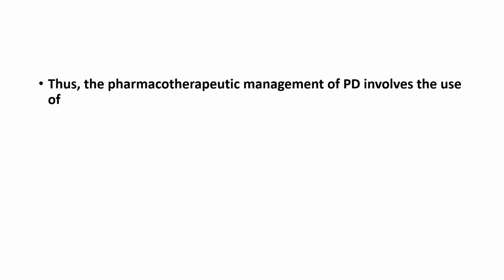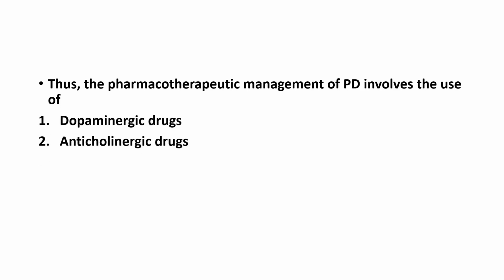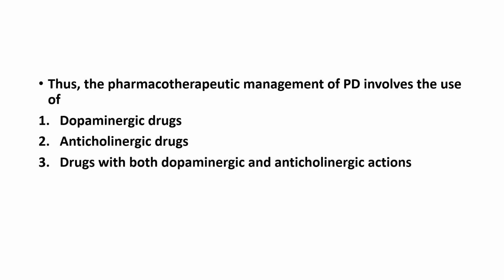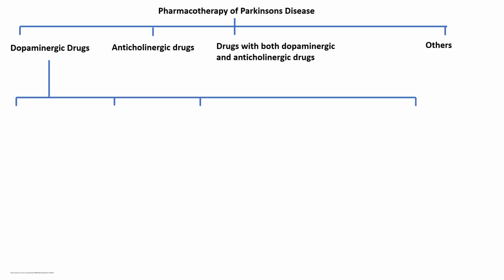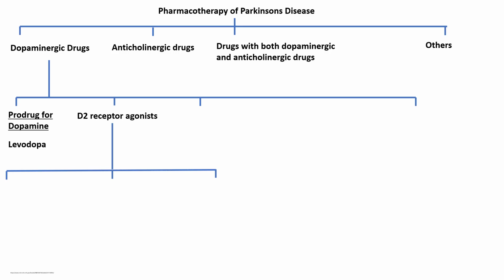Thus, the pharmacotherapeutic management of Parkinson's disease involves the use of dopaminergic drugs, anticholinergic drugs, and drugs that do a bit of both. Now, the dopaminergic drugs include the prodrug for dopamine, namely levodopa, the D2 receptor agonists, which may be classified broadly into three: those which are useful in Parkinson's disease, those which are useful only for hyperprolactinemia, and those which are useful for both.